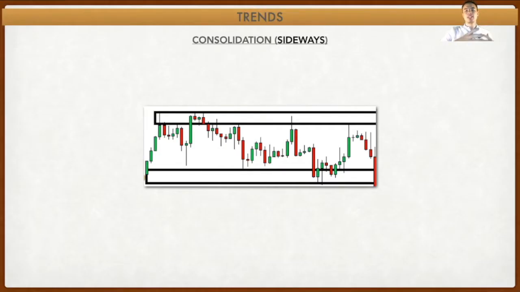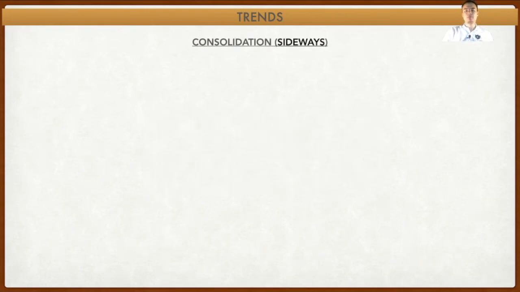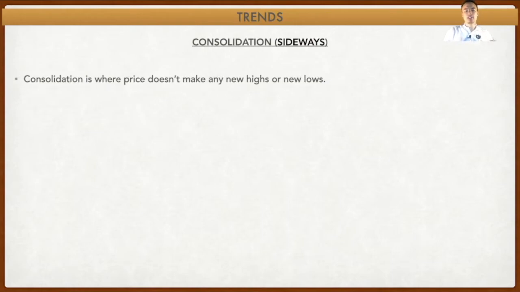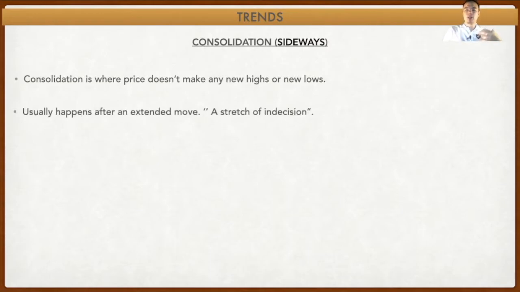The last one is consolidation, or some people call it ranging. Now, for consolidation, like I said, it's where price doesn't make any new highs and doesn't make any new lows. So it generally makes a lot of equal highs and a lot of equal lows. This generally happens after an extended move, so a move that is big, a big bullish move or a big bearish move, and then you'll have consolidation, a stretch of indecision before price will most likely continue in that direction.